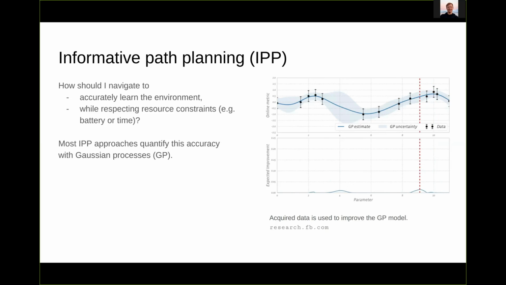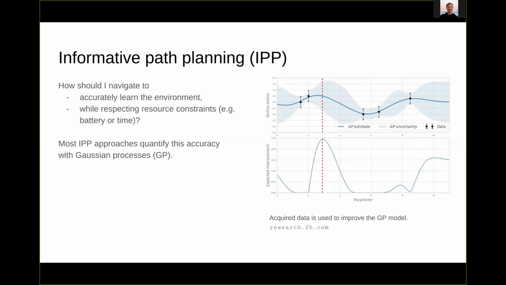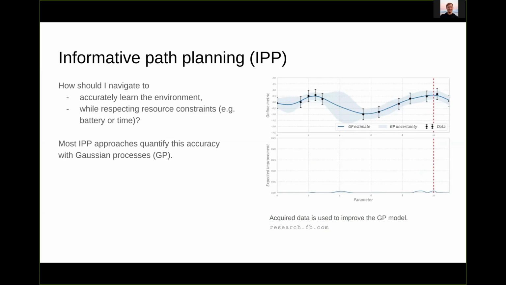Most informative path planning approaches use Gaussian processes to quantify this expectation and understanding of the environment. In these approaches, acquired data is used to update the Gaussian process model as the vehicle moves throughout the environment and gathers data, similar to what is shown in this figure, where added data updates the model.